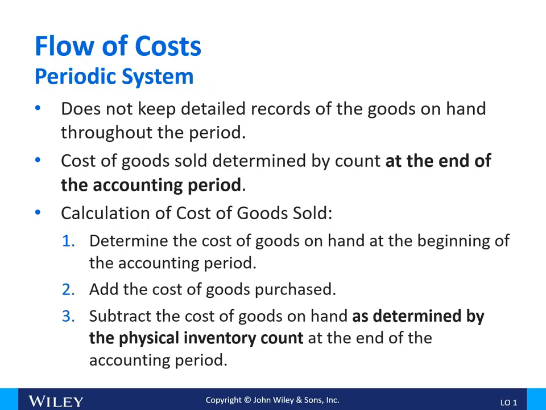Under a periodic system, you do not keep detailed records of goods on hand throughout the period. The cost of goods sold is determined by a count at the end of the accounting period. If you think back to that formula we saw a couple of slides ago, you get what's available, do a count at the end of the period to find out what's in inventory, and then do the subtraction to get your cost of goods sold. Again, that formula: beginning plus purchases minus ending is our cost of goods sold.